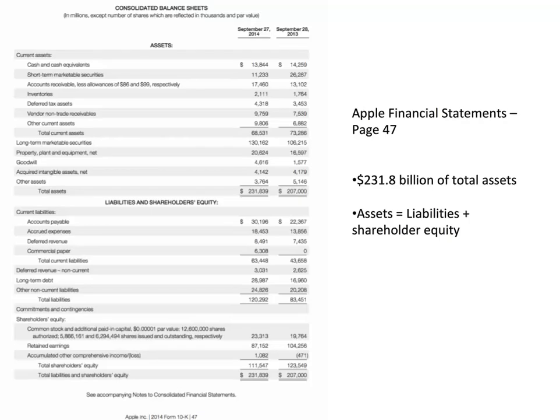You are now looking at the balance sheet from the Apple financial statement. This happens to be on page 47. The ending date of the balance sheet is September 27th, 2014. On that date, Apple had $231.8 billion of assets, and obviously assets equals liabilities and shareholders' equity, so it also had $231.8 billion of liabilities and shareholders' equity.